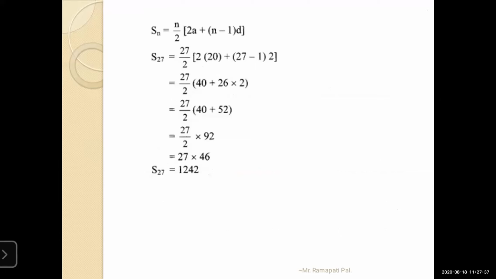The number of seats in the 15th row is 48, correct? So SN is equal to, it is the same again, it is like this. Total seats in the auditorium are 1242. Okay.